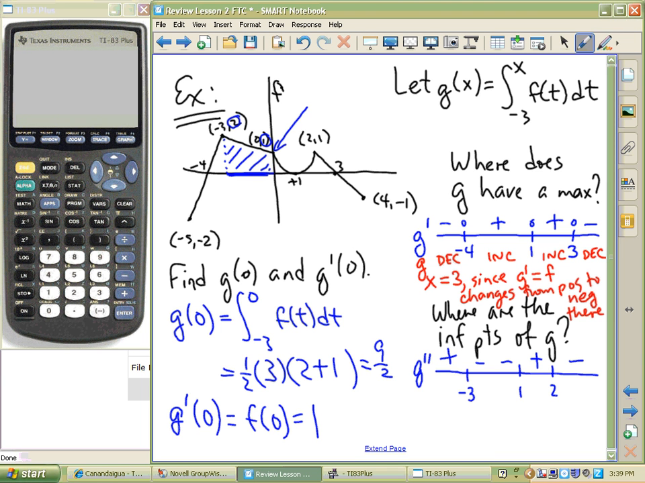So where are inflection points? Inflection points are places where G double prime changes sign, and G double prime changes sign at x equals -3, +1, and +2, since G double prime, which is f prime, changes sign there. And that's the kind of thing that you're going to have to do for probably 7 points on test day. So I hope this gave you a quick look at the fundamental theorem. Hope it helps.